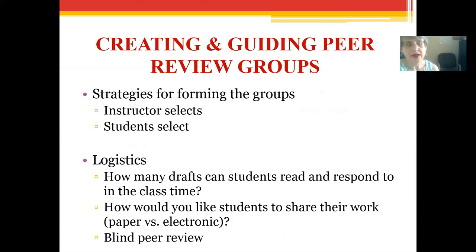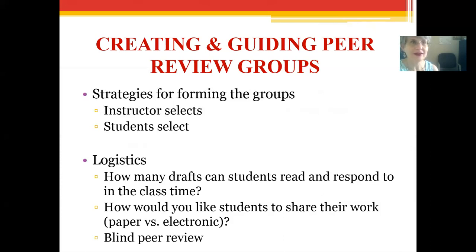So you can think of different ways you might put together these writing groups. I think Turnitin will also randomly put them together in peer review groups if you select the peer review function. You can have students self-select. Usually they do this by the easiest way possible, which is whoever they're sitting next to.